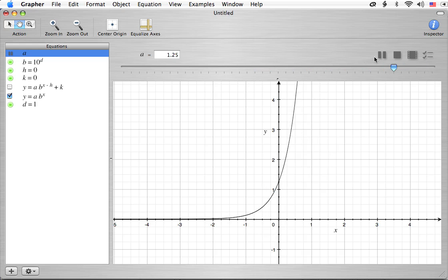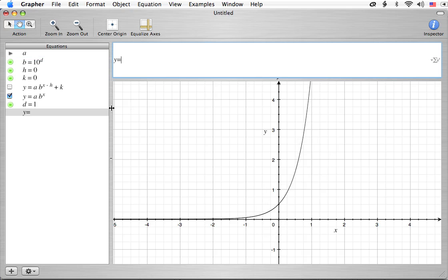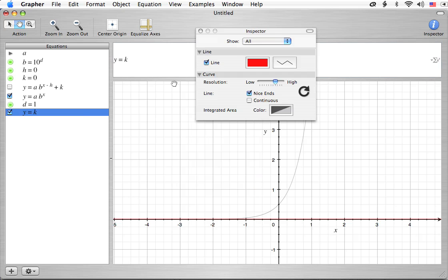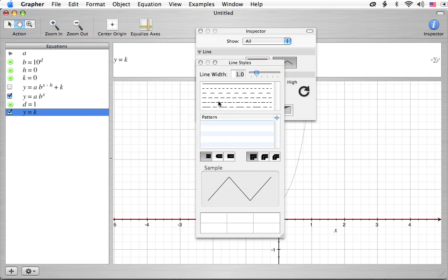Oh, there was one other, sorry, let me pause this for a moment. There was one other parameter, or I shouldn't say parameter, but feature of the graph that we really didn't discuss, and that was y equals k. Now, y equals k, right now, because k is equal to 0, is just this line at the x-axis. In fact, we can't even see it because k is 0. If I go ahead and make it red, that's going to make it visible. But typically we want to think of this as a dashed line.